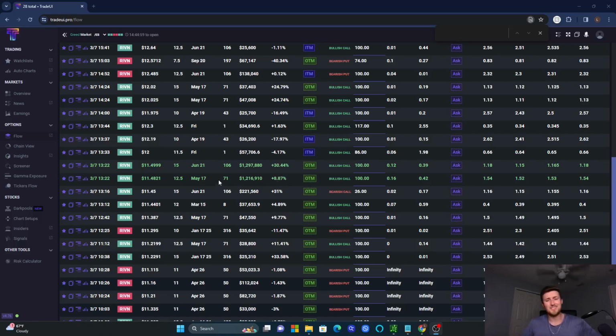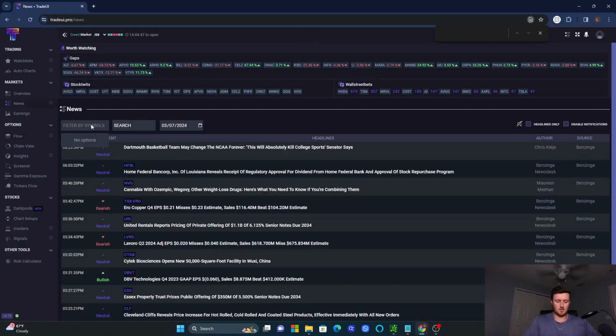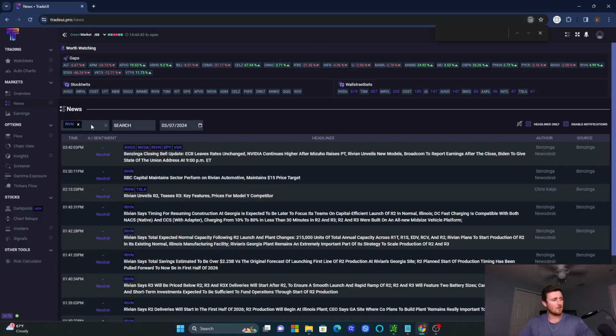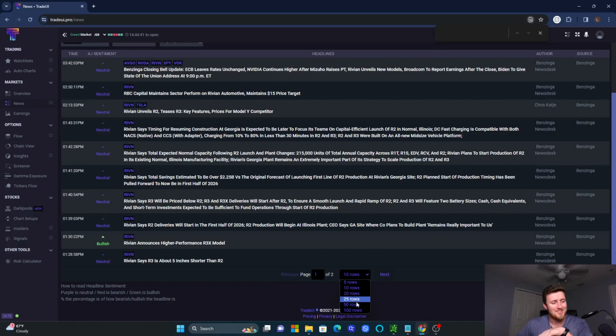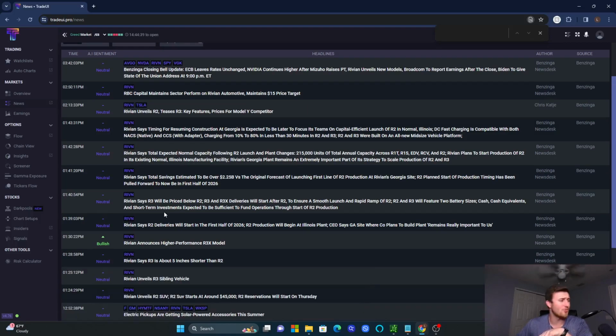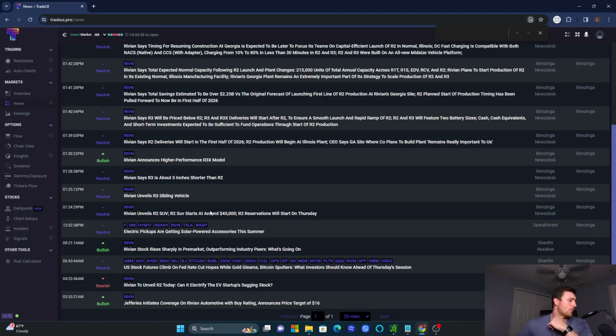Well, the fact that we were able to see these two huge contracts that were valued over $1 million per order tells us something's about to happen on Rivian. So if we go to our news table here, and I search up Rivian, we're going to see exactly why those orders came in. And this is where the magic comes in when paying attention to these large orders, because if you look right here at 1:24, Rivian unveils R2 SUV. R2 SUV starts around $45,000. R2 reservations will start on Thursday.